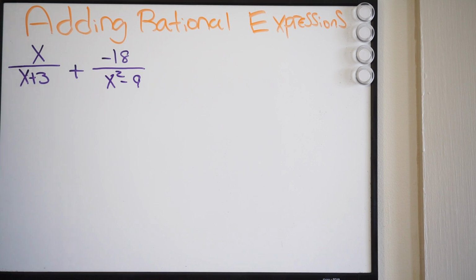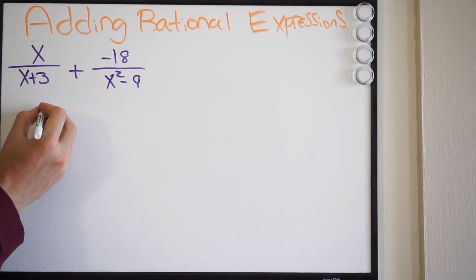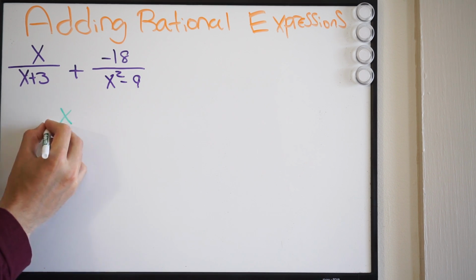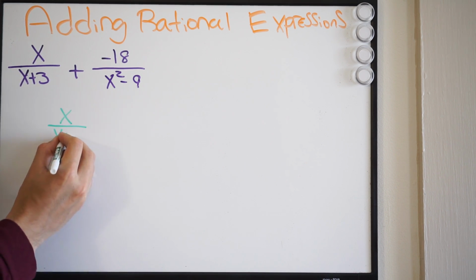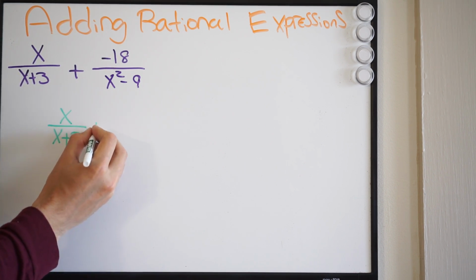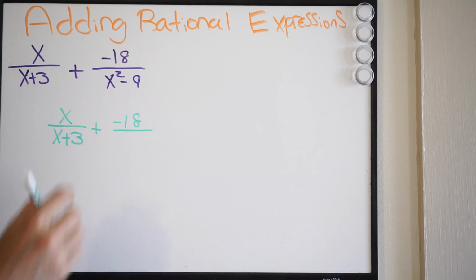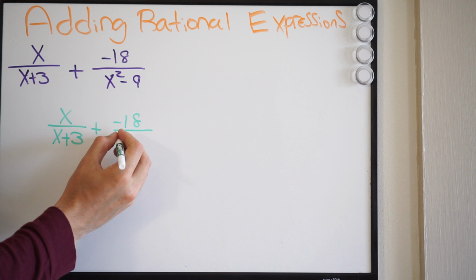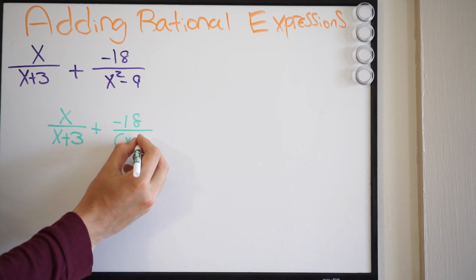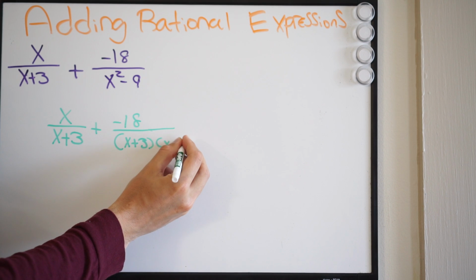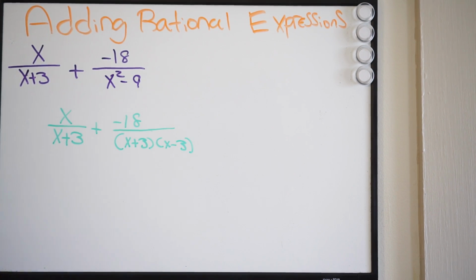So I can rewrite this as the following. I'll have x all over x plus 3, and then I'll have plus negative 18 all over, and we said a difference of 2 squares here, so x plus 3 and x minus 3.